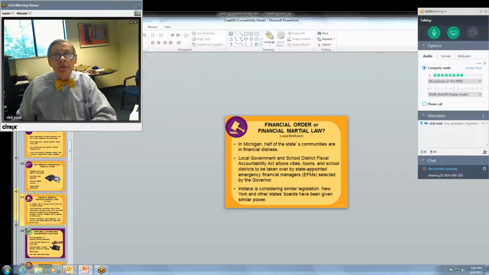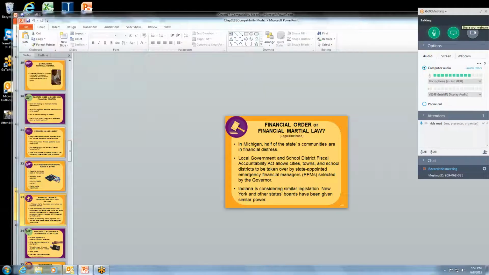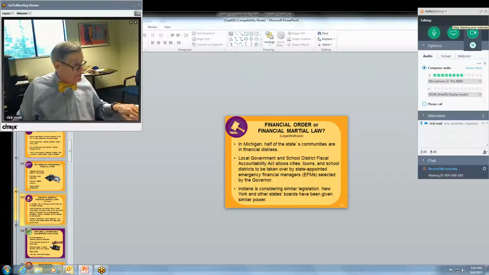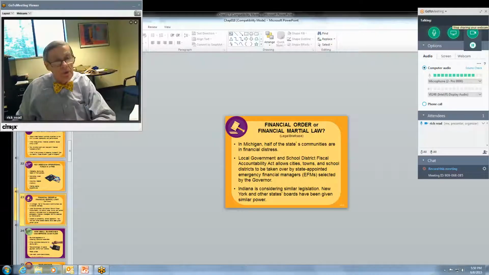This is just a financial order or financial martial law. This is in the legal briefcase that you can find on page 501. Something you may want to look at for information.